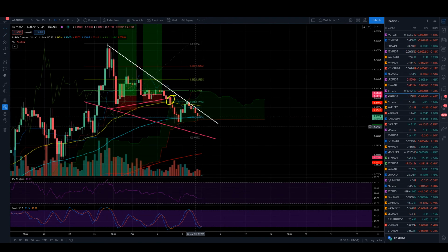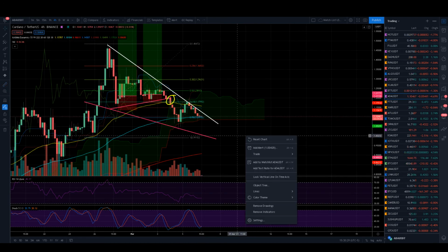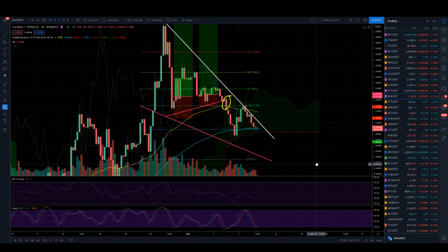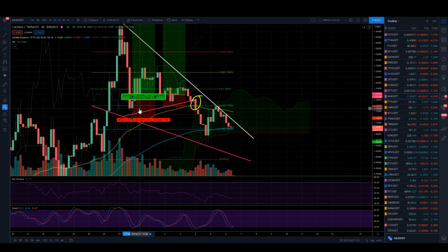And with this support, I'd love if it was bouncing off the trend line, but the bottom of the cloud is the key support here. If I were to buy right there, my stop loss could go less than 3% below my entry. So ADA is a really good potential low-risk trade.